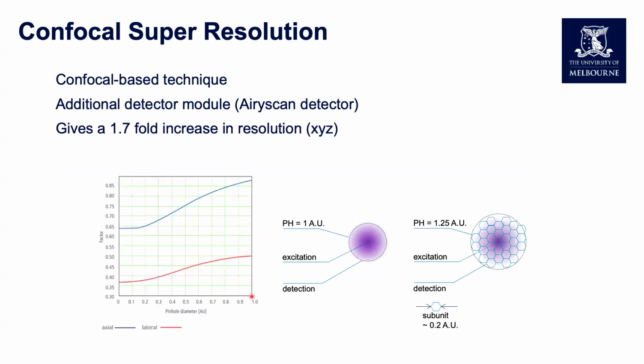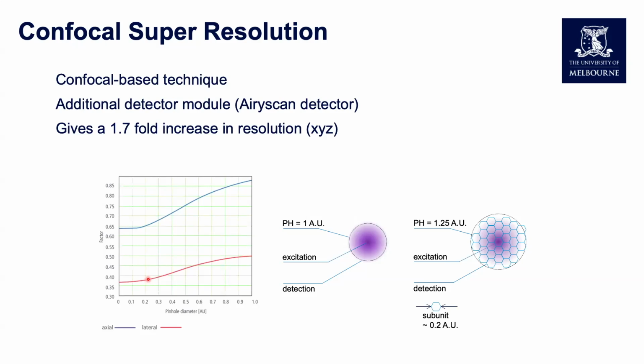So this is 1 AU, which is what most people are standardly imaging at. If you narrow down the pinhole, then you can increase the effective resolution. By about 0.2 Airy units, you're getting much better resolution than you would at 1 Airy unit. The reason that people don't standardly do this is that by going to 0.2 of an Airy unit, you're blocking a large proportion of the light. So it's very difficult to get good quality signal to noise, good quality images, to be able to do that and get the resolution increase.